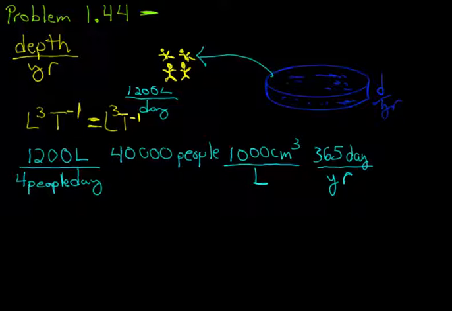So let's look at our units to make sure we have unit consistency for what's going to be the left-hand side of our equation. So the days here cancel with the days here. The people here cancel with the people here. And liters with liters. And so I'm left with centimeters cubed per year, which is L^3 T^-1. So I've got a left-hand side to my equation. And so now we're going to work on the right-hand side.